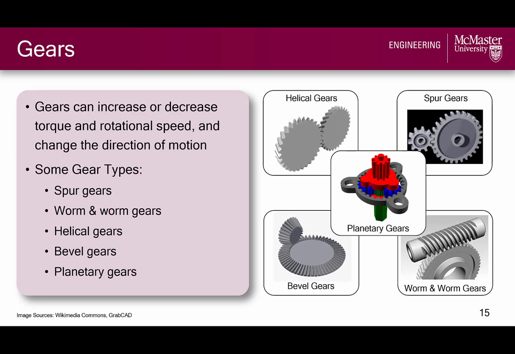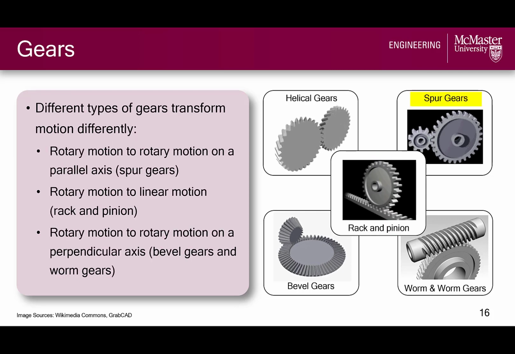We can see that these different gear types all transform motion differently, where gears like spur gears transform rotary motion to rotary motion on a parallel axis. Other arrangements, like this rack and pinion, can transform rotary motion to linear motion instead, while worm and bevel gears can transform rotary motion to rotary motion on a perpendicular axis. For now, we will focus on spur gears to understand their basic principles of action.